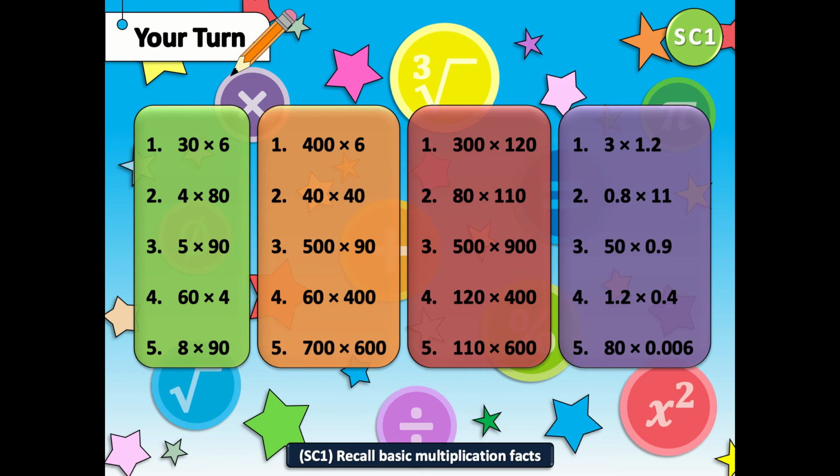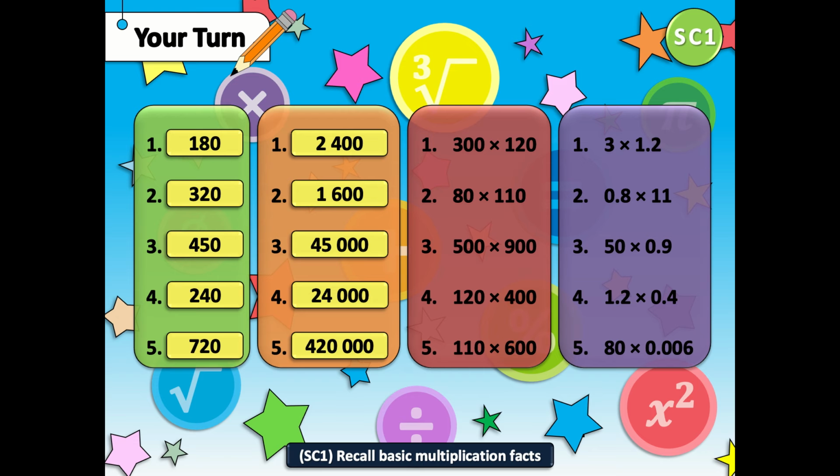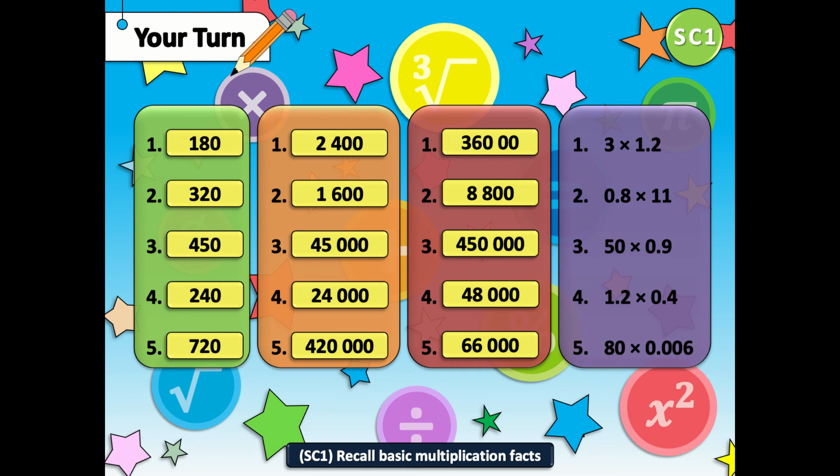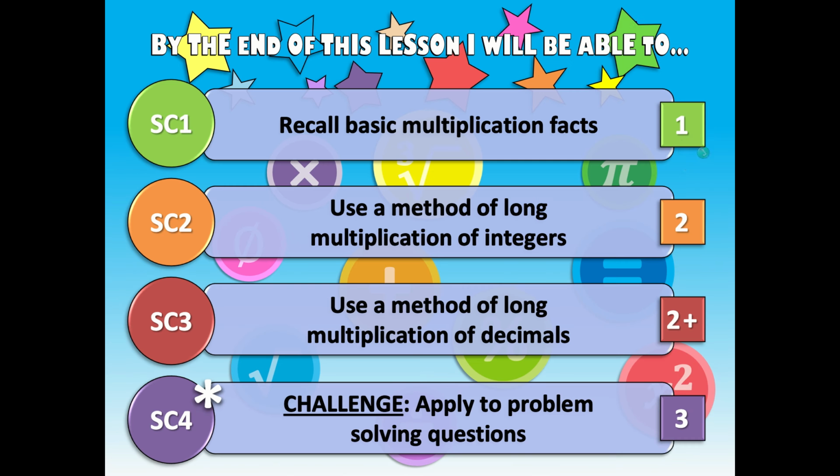Here are your answers. So there's your green answers, there's your amber answers, there's your red answers, and there's your purple answers. And now we've completed success criteria 1.